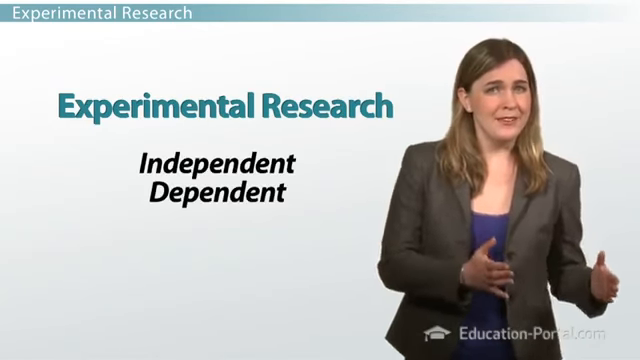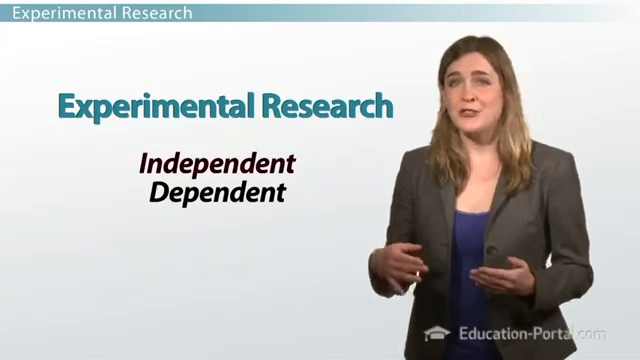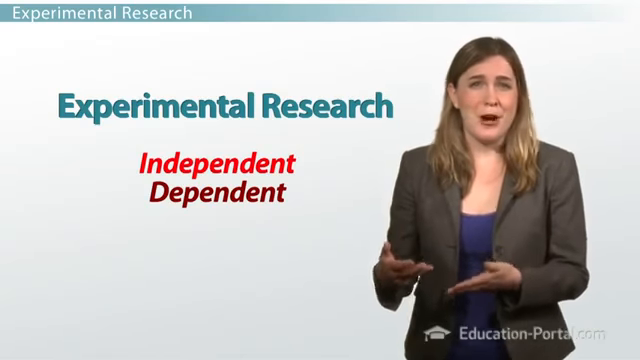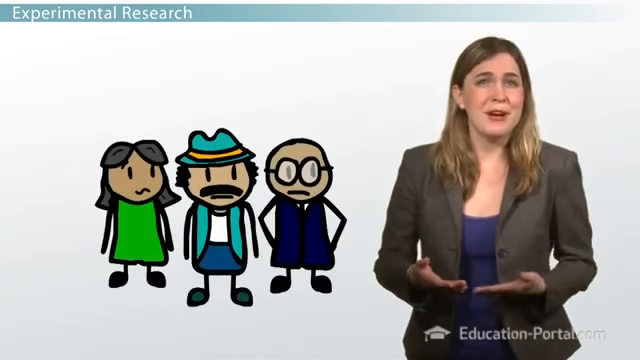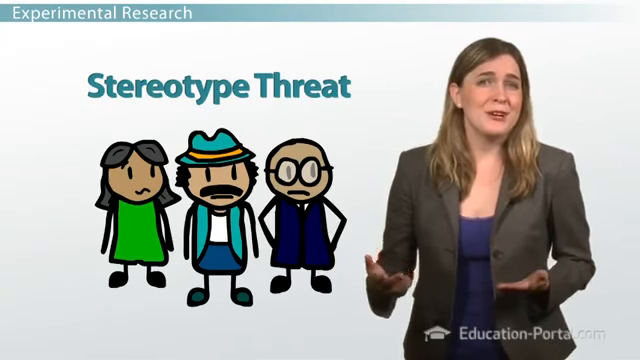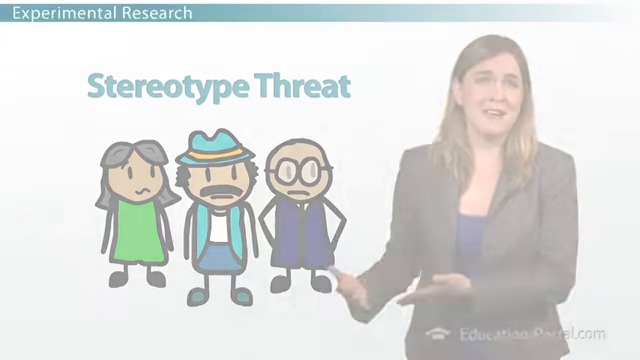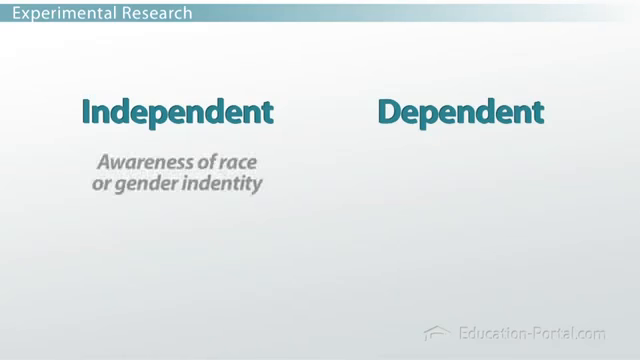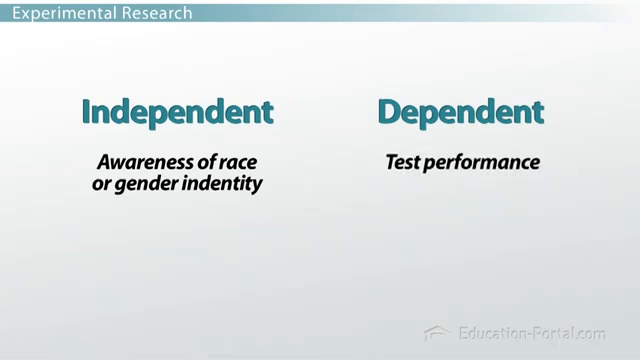This also involves variables, but in this case, they're distinguished as independent and dependent. Psychologists change the independent variable and look at what happens to the dependent variable. Some psychologists hypothesize that women and racial minorities might experience something called stereotype threat when they take tests. Since these groups are stereotyped as being not as good at math as white men, the anxiety they experience by worrying that their performance will confirm this negative stereotype actually makes them end up doing worse. Psychologists have tested this in many situations, using awareness of race or gender identity as the independent variable and test performance as the dependent variable.